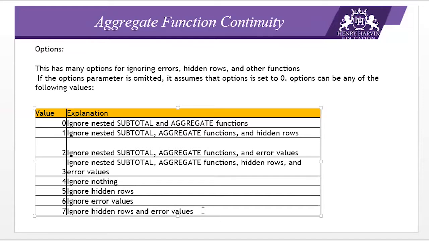So ignore hidden rows and error values. Both the options are there. You can select that. So ignore nested subtotal and aggregate function. All these options are there, but these are the ones which are the most used: ignore hidden rows and ignore error values.